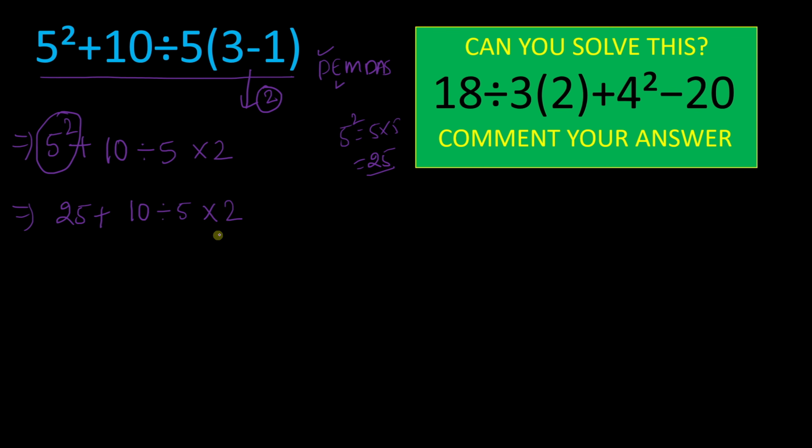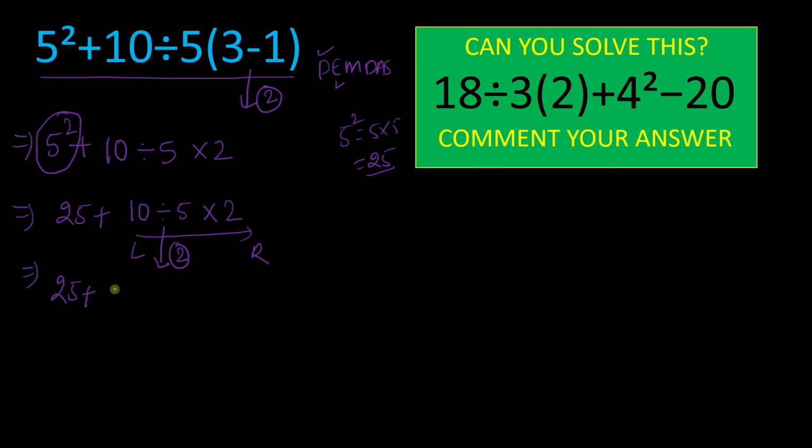So this is our next part of this equation. Now we will do multiplication and division, which have the same priority, so we will do left to right here. So first we will solve for this part, which is 10 divided by 5. We will get the result 2, and 2 times 2.